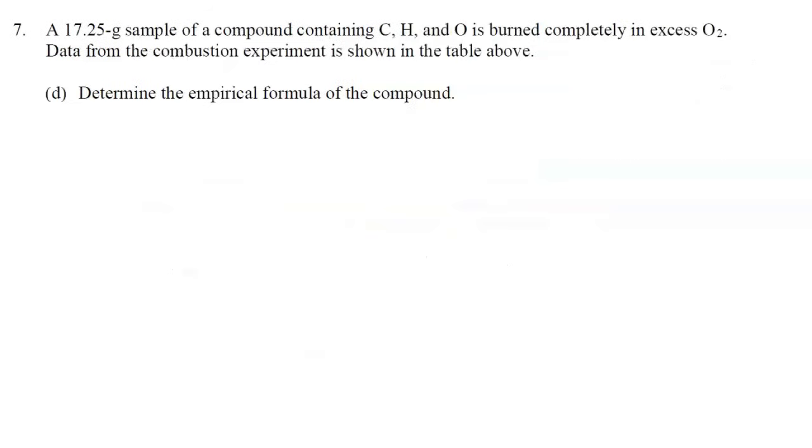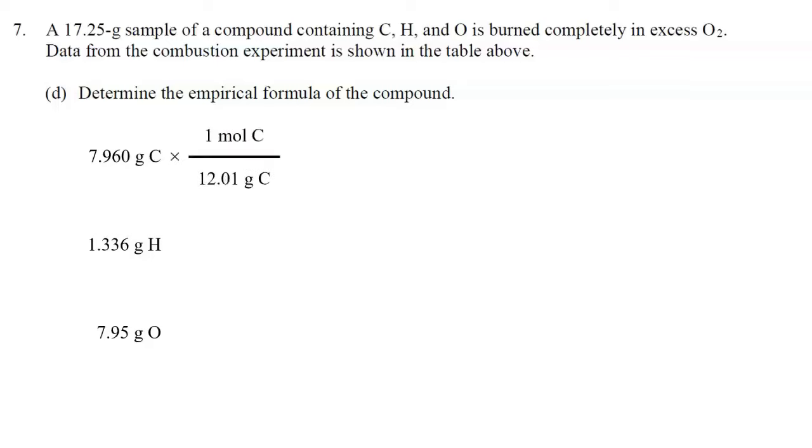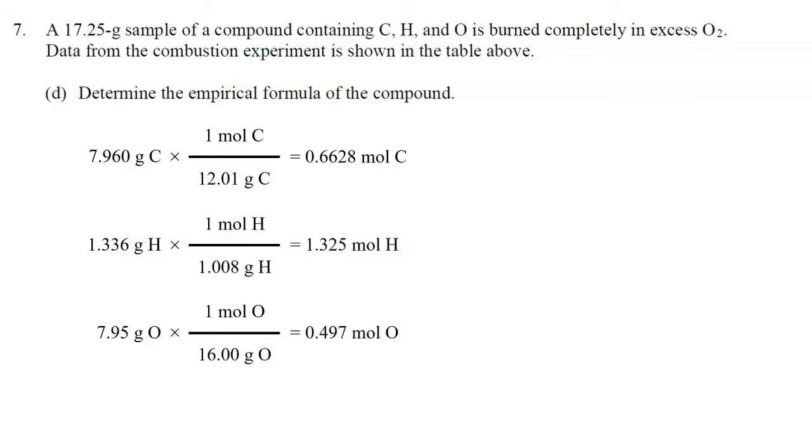Determine the empirical formula of the compound. Well, we know grams of C, grams of H, and grams of O. Let's convert each of these from grams to moles. So divide by the atomic mass of carbon, divide by the atomic mass of hydrogen, divide by the atomic mass of oxygen. So now we are looking at moles of C, moles of H, and moles of O.